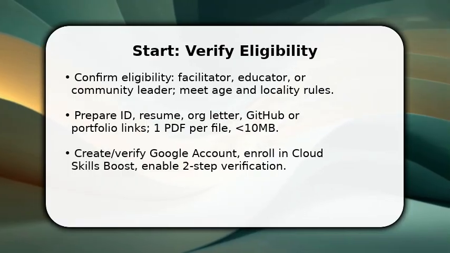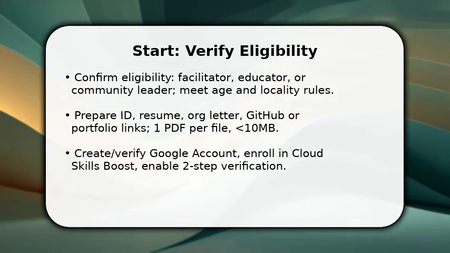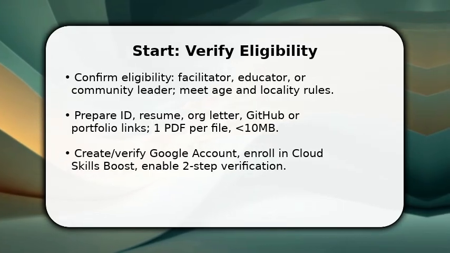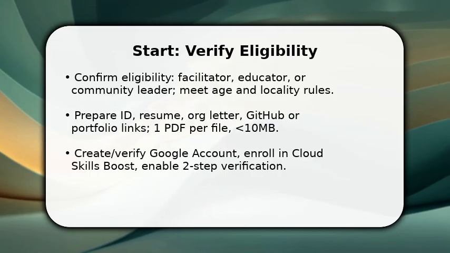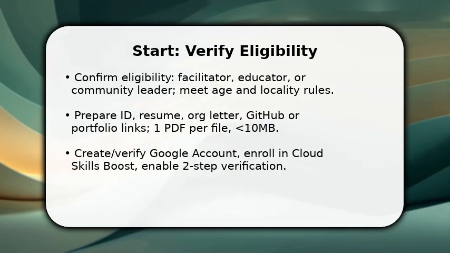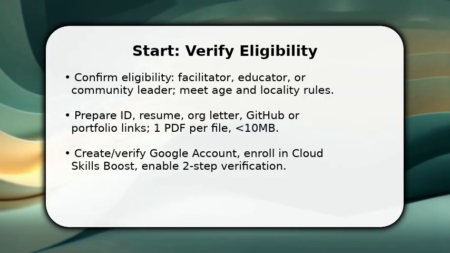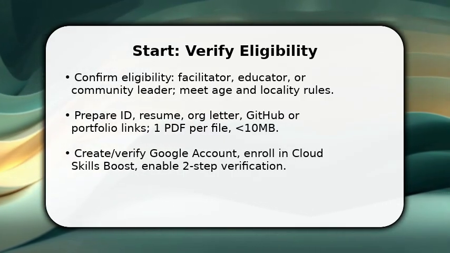You begin by confirming you meet Facilitator eligibility and have the right role. This avoids wasted time. Once confirmed, gather ID, resume, a short organization endorsement, and 3 project links so you can upload them quickly. Make sure your Google account is active and protected with 2-step verification, and enroll in Cloud Skills Boost so your profile reflects recent activity.